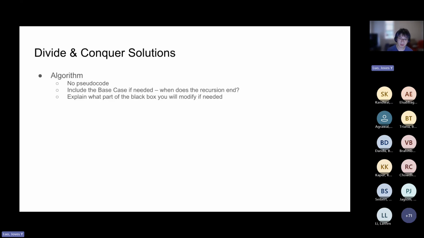So you can't say, oh, I'm going to modify the merge part of it and then assume it's going to do something else further down merge sort because you modified that part. You have to tell us exactly what you want your black box to do instead. Okay.